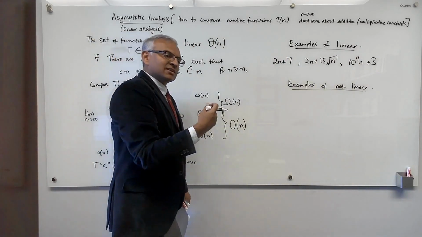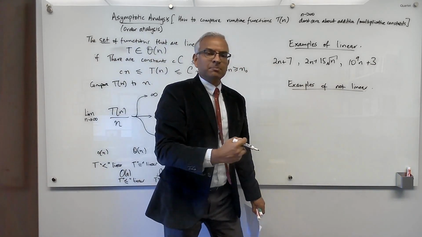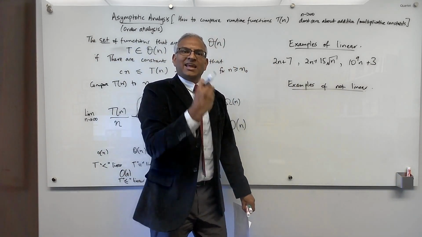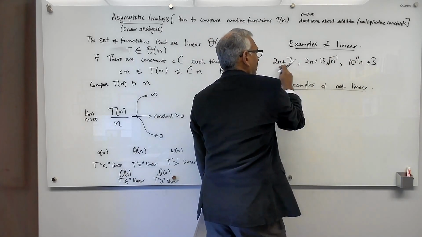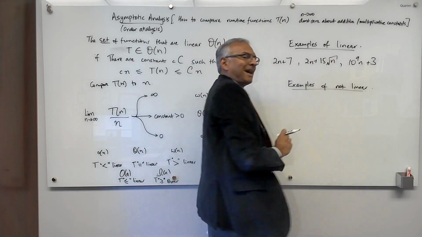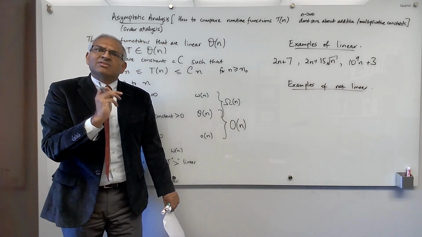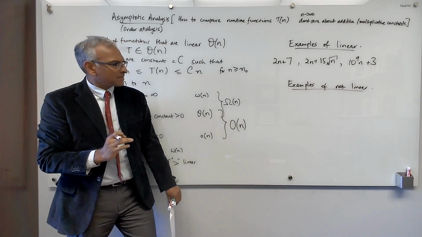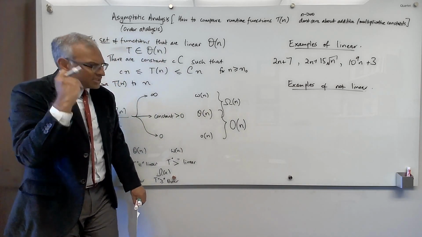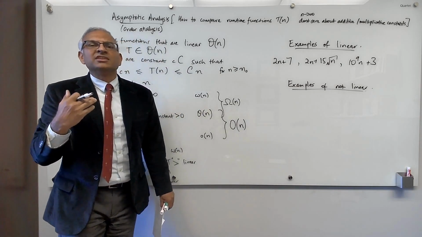Okay, and what linear has the property of is that if you double the input size, you double the running time. And that essence of the algorithm is holding whether you're talking about this guy or that guy. Okay. So linear captures the essence of the algorithm, not necessarily the actual runtime. Okay. And this method of capturing the essence of the algorithm has withstood the test of time.